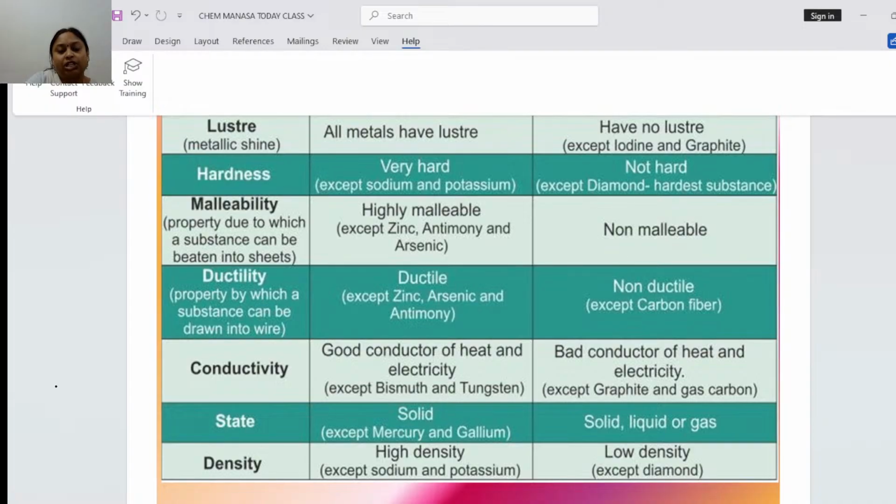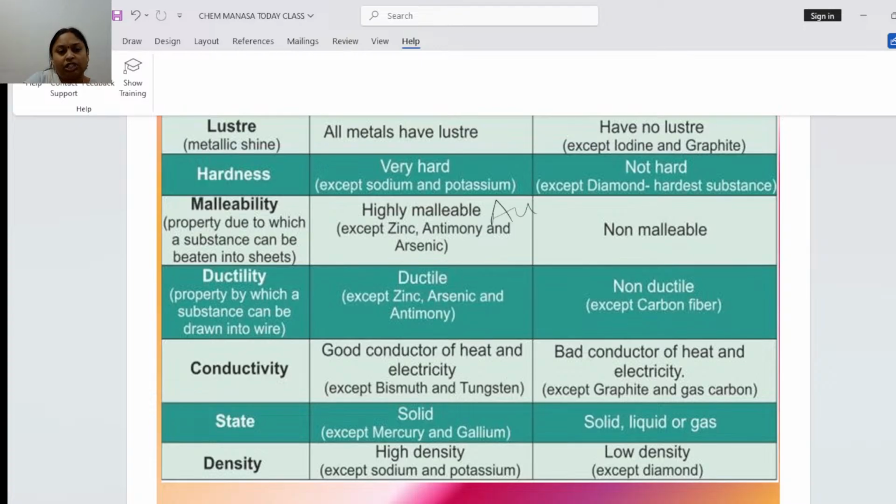The highest malleable substance is gold. That's why we use it in making ornaments. Here the exceptions are zinc, antimony and arsenic. Generally, when it comes to the non-metals, these are non-malleable substances.